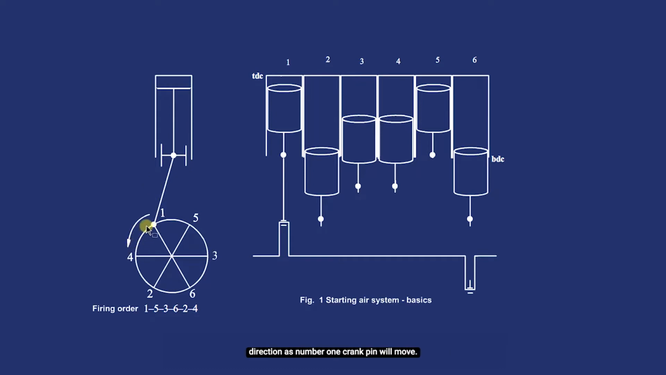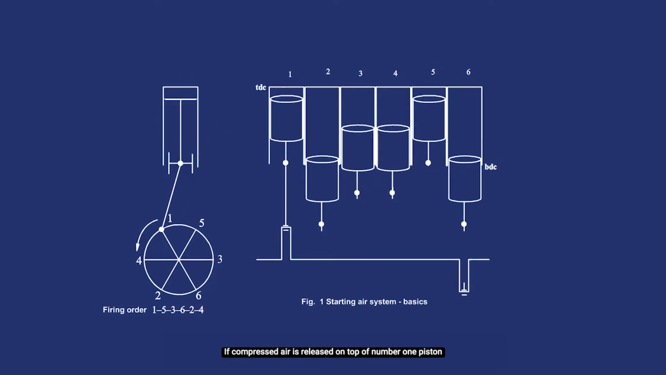anti-clockwise direction. As number 1 crank pin moves, the number 5 crank pin will take its place, and subsequently the number 3 and 6 and 2 and 4 crank pins will take this place. This is what gives this engine a firing order of 1, 5, 3, 6, 2, 4 for ahead direction, anti-clockwise direction running.